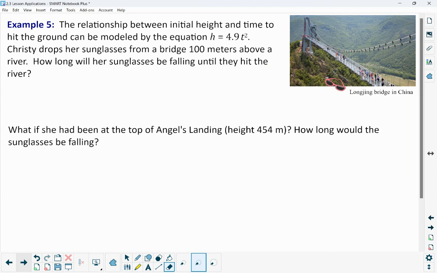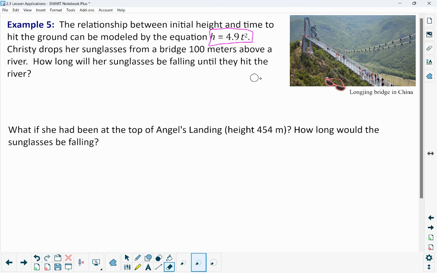Okay, so let's do an example about dropping some sunglasses. So the relationship between the initial height of an object and the time it takes to hit the ground is modeled by the equation h equals 4.9 t squared. This is sometimes also written in function notation. So also, and I think on your paper, it says h of t is equal to 4.9 t squared. This t over here on this side of the equation, that's just the same as when we have f of x. It's just a location for the input.